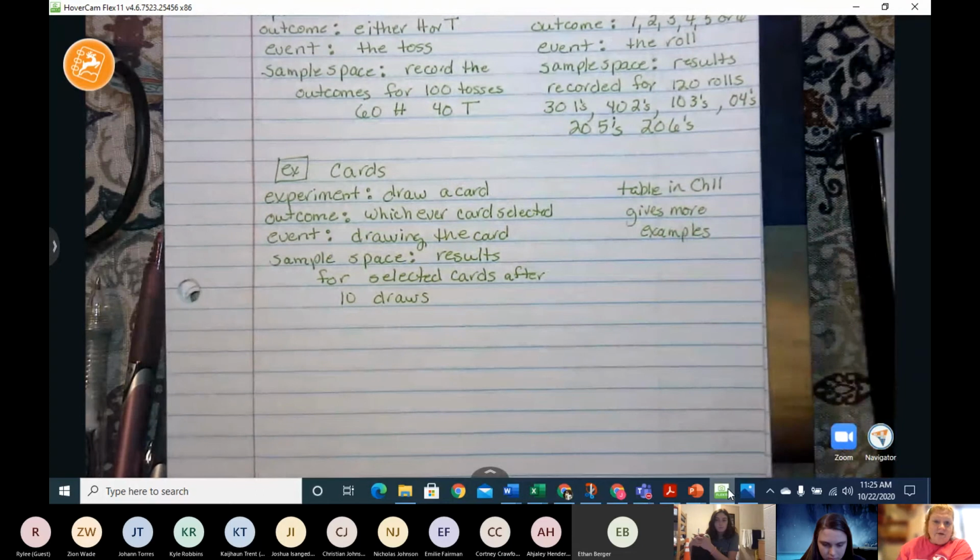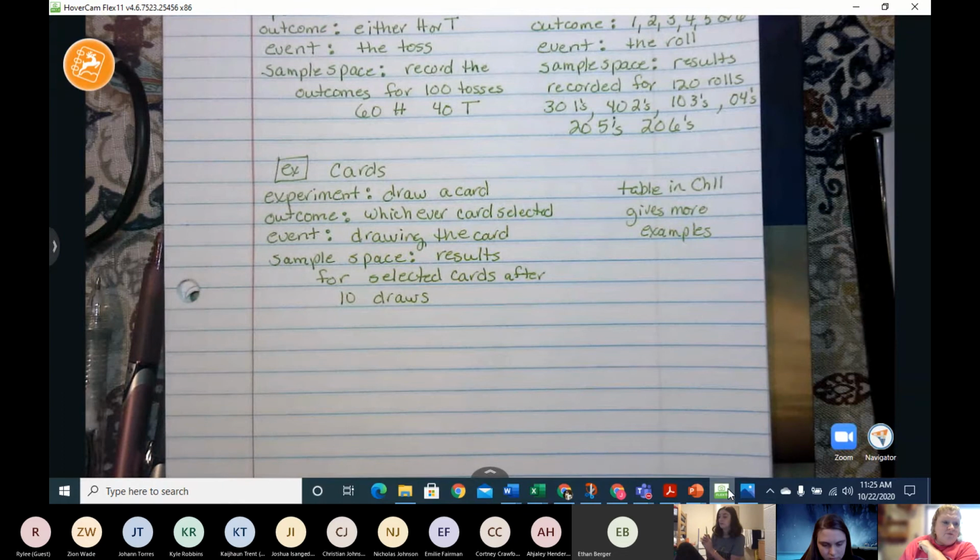So chapter 11, there is a table that gives more examples that goes through this vocabulary and situations to help you see that information.